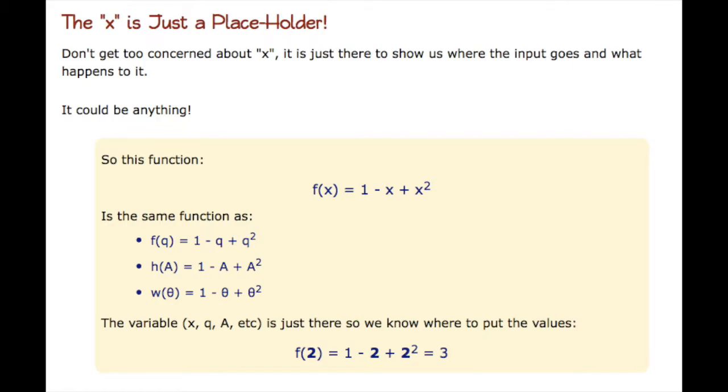It could be anything. So this function, for example, f of x is equal to 1 minus x plus x squared is the same function as f of q is equal to 1 minus q plus q squared. h of a is equal to 1 minus a plus a squared. w of theta is equal to 1 minus theta plus theta squared. The variable x, q, a, and so on is just there so we know where to put the values. If we have an input of 2, let's say f of 2 is equal to 1 minus 2 plus 2 squared, we will get an answer of 3.